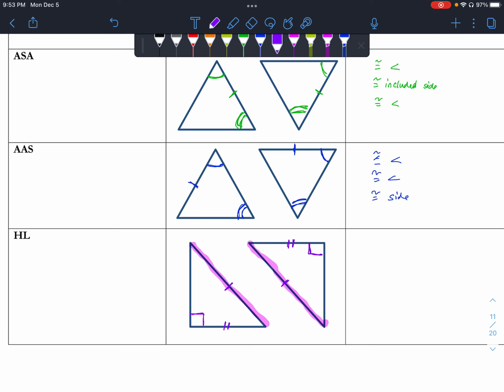So for this one, the big 3 pieces: you have to have a right angle, a congruent hypotenuse, and a congruent leg.